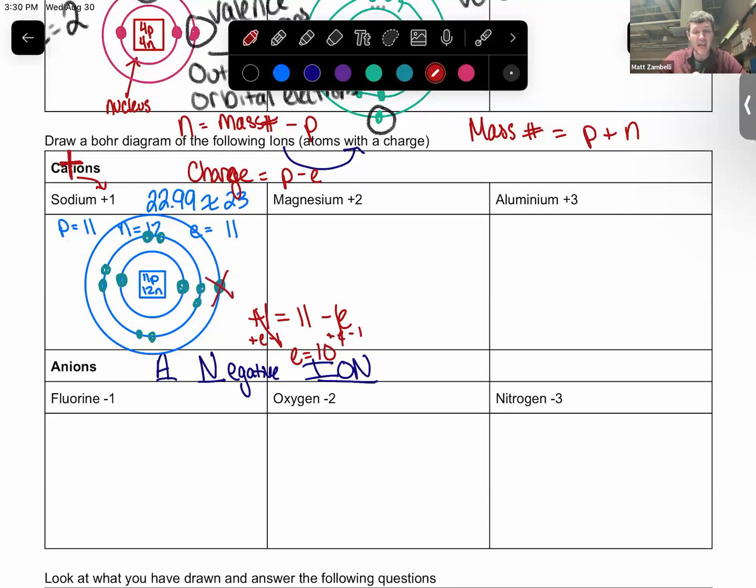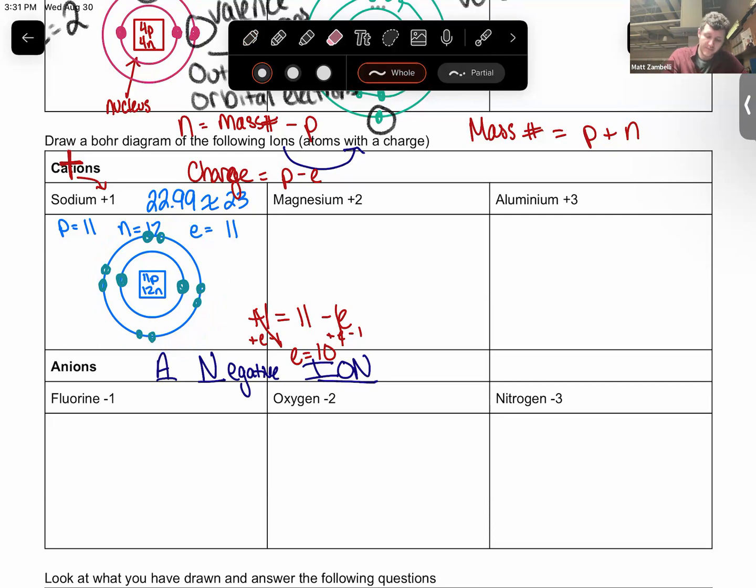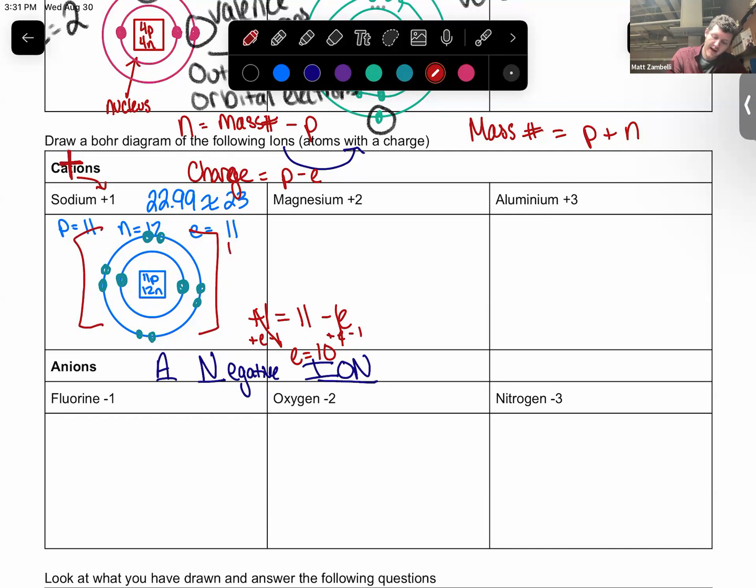So we lost a negative charge, which means we can actually erase this whole ring. And we're left here with some brackets around here and a positive 1. Okay, so we lost an electron. Okay. Which means a negative charge means we gained an electron. That's right.